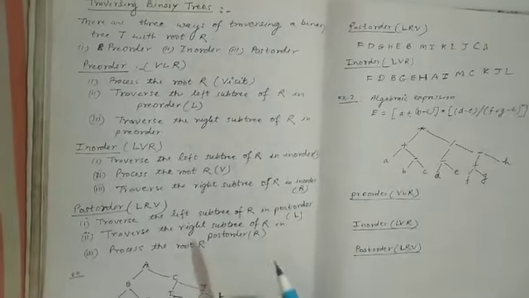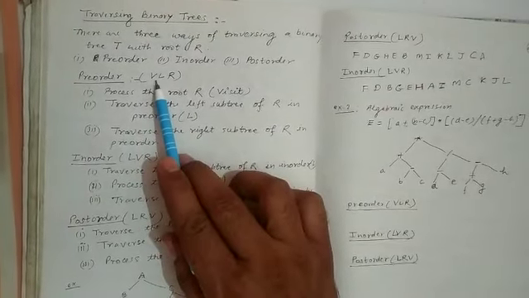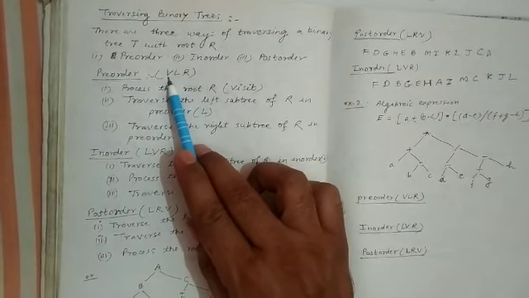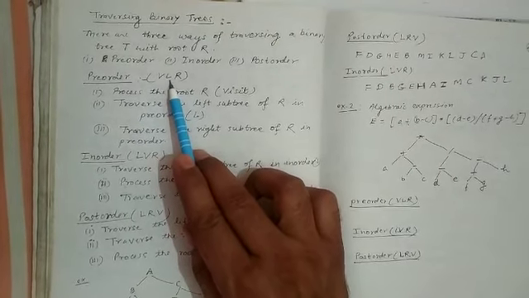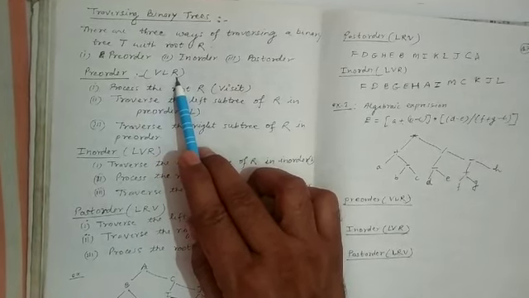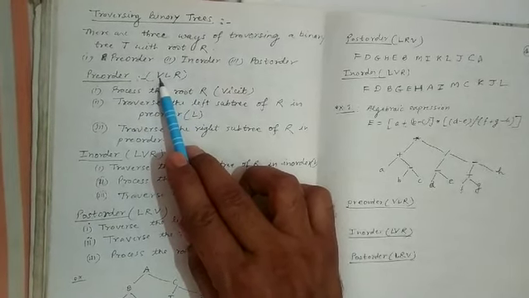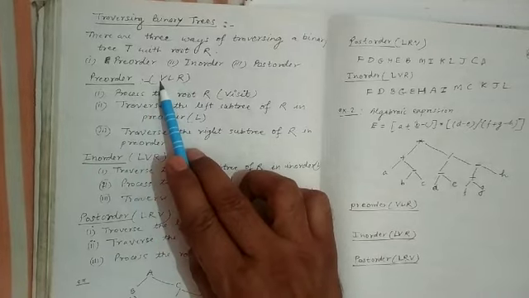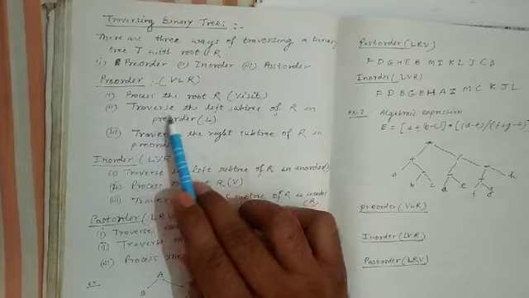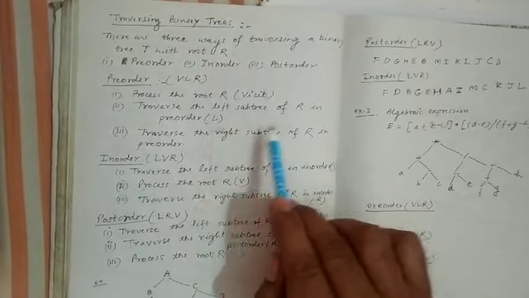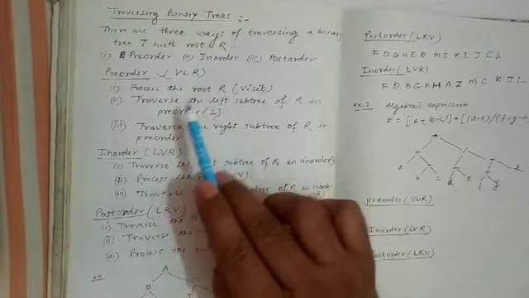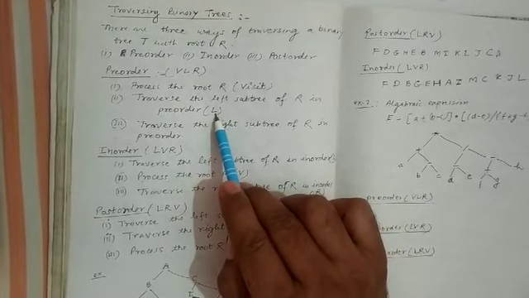Okay, so in pre-order traversal, it follows a rule VLR. V means visit the current node, L means move left side, R means move right side. So basically, the first step is to process the root. Then the second step is to traverse the left subtree of R in pre-order. Means this pre-order method will be recursively called over here for the left child node.